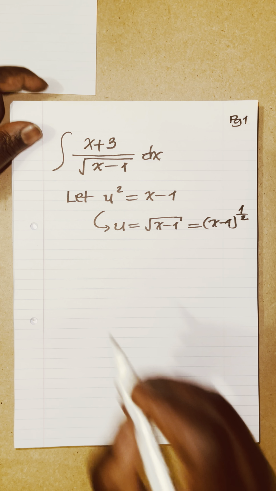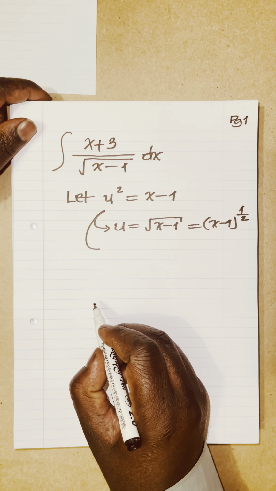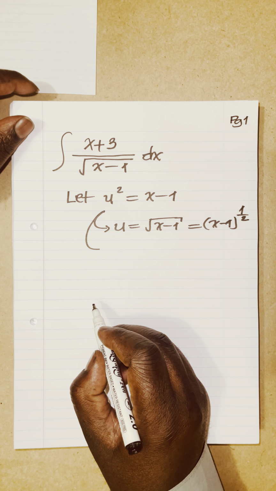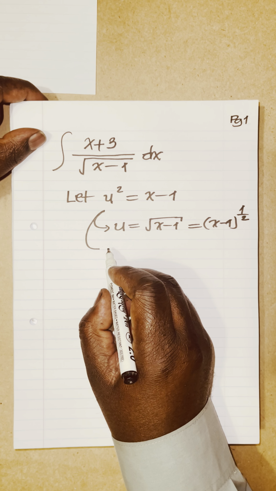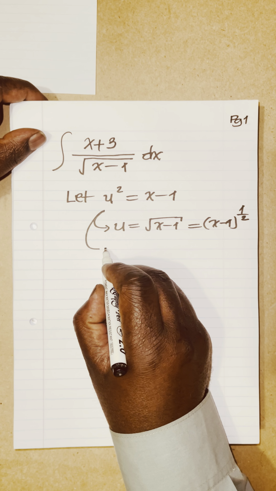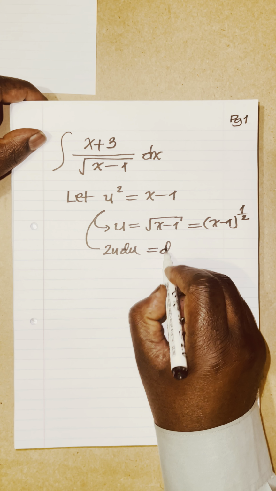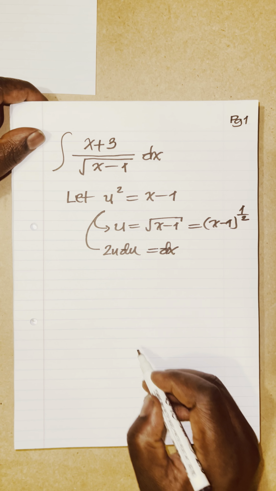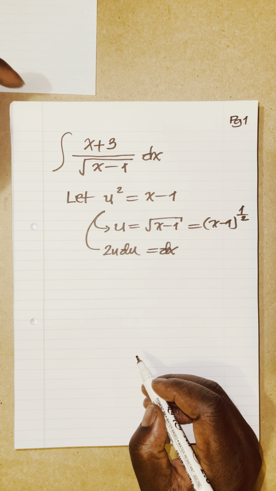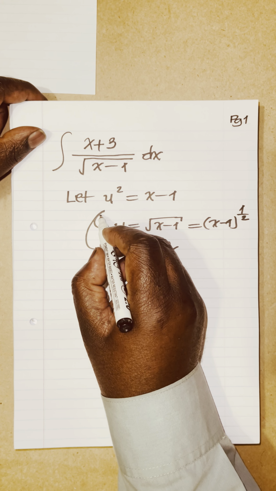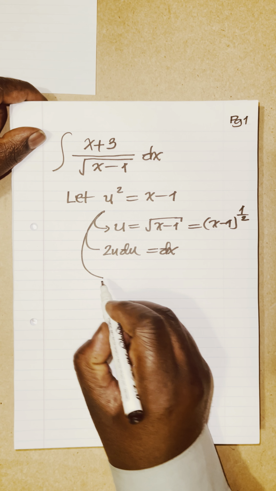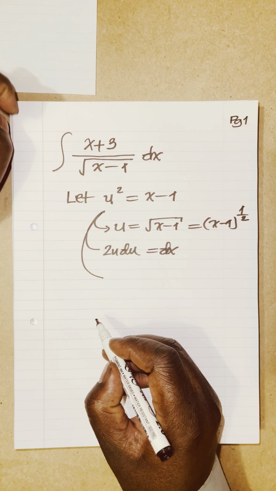That's the first equation. The second equation is to differentiate both sides with respect to x. So on the left hand side, you agree with me, implicitly we have 2u du. On the right hand side we just have dx, because the derivative of 1 minus 1 is 0, because minus 1 is a constant. The third equation we obtain from this one is to construct x plus 3.